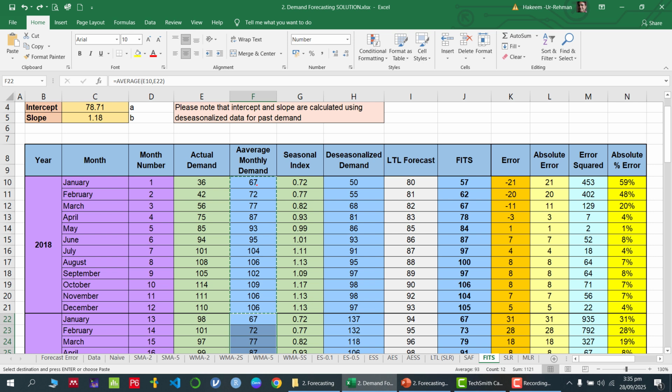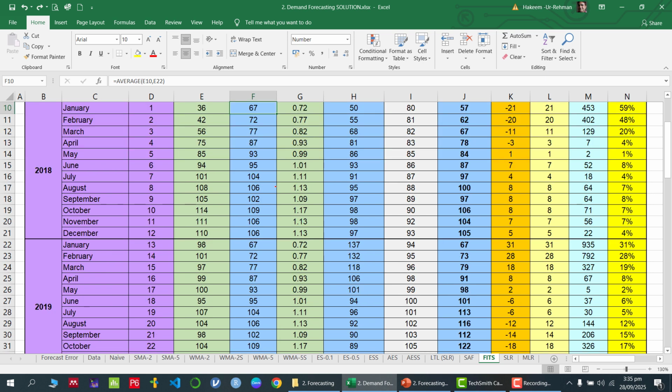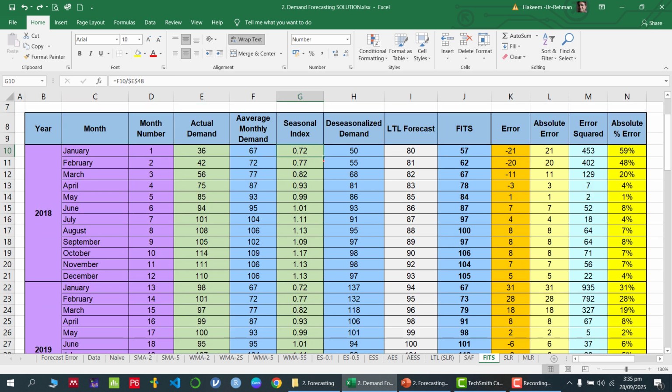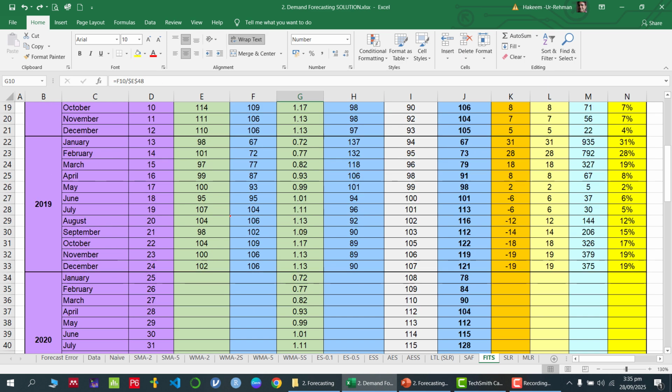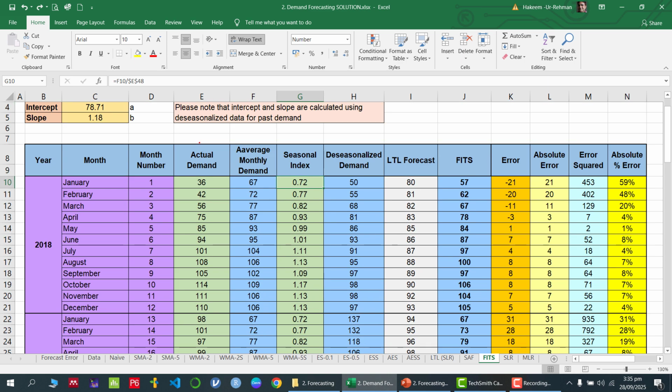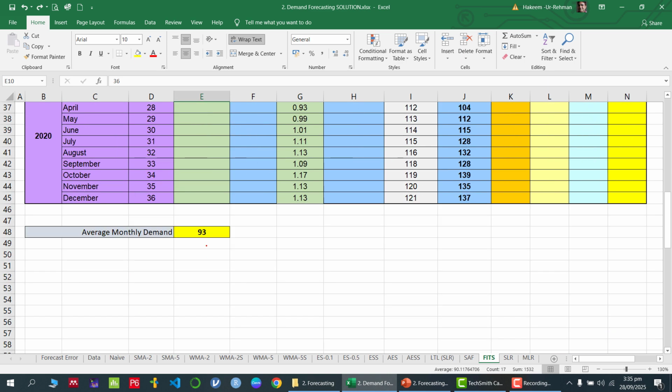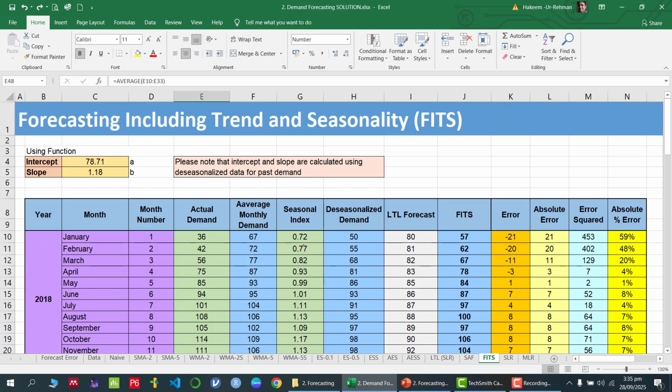Once we have done this, we are going to calculate the seasonal index. In order to calculate the seasonal index, that is going to be this average demand divided by the sum of the actual demand. The sum of this actual demand is basically 93. So with the help of this 93, we are calculating this seasonal index.